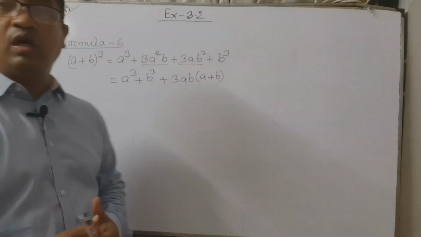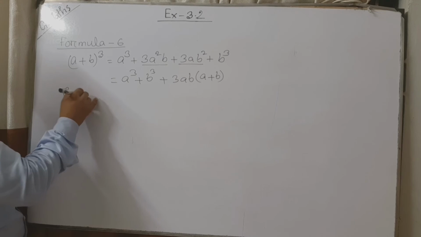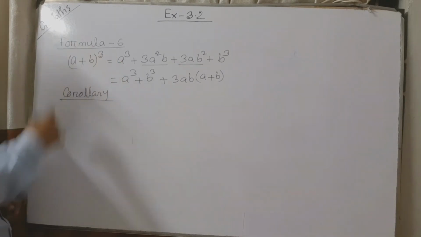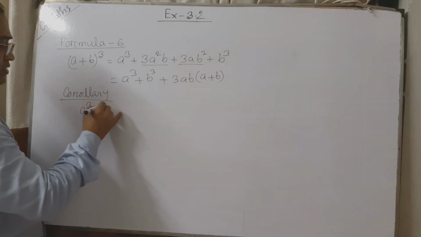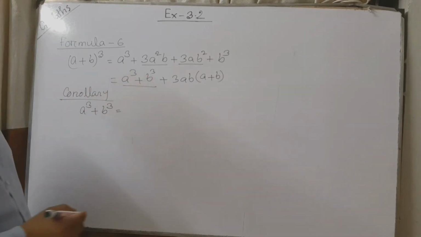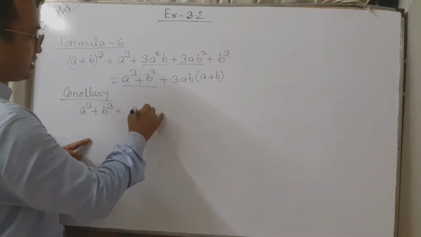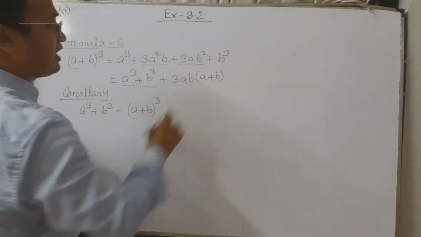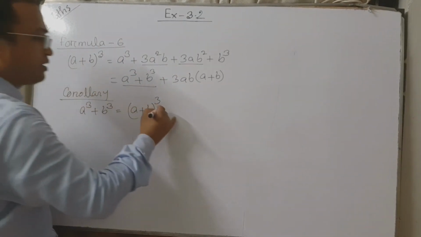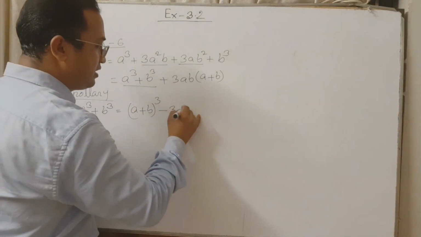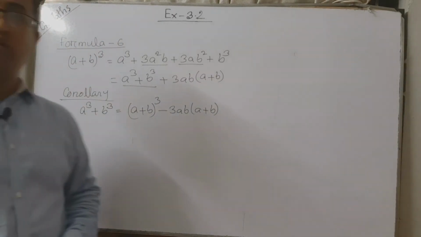Now from this formula we can write a corollary. Look, what is the corollary? We can write like this: a cube plus b cube equal to a plus b whole cube, and this 3ab into a plus b, we will just transfer it to the left side and it becomes minus 3ab into a plus b. So this is the corollary from this formula.